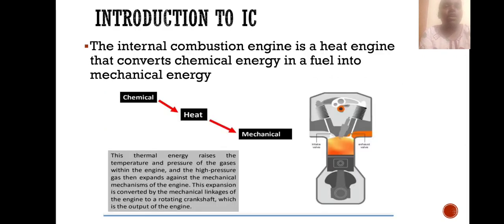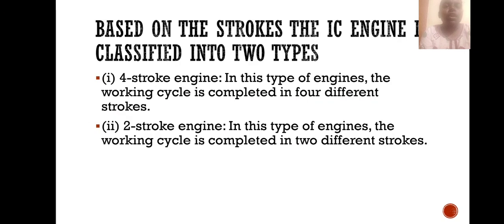Introduction to IC. The internal combustion engine is a heat engine that converts the chemical energy of a fuel into mechanical energy. In this diagrammatic representation, you can observe that the fuel is being given to the engine, and the chemical energy is converted into heat, as well as into mechanical energy. Now let's move on to the next topic.